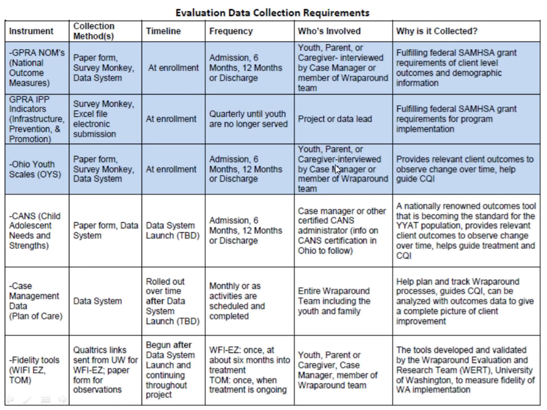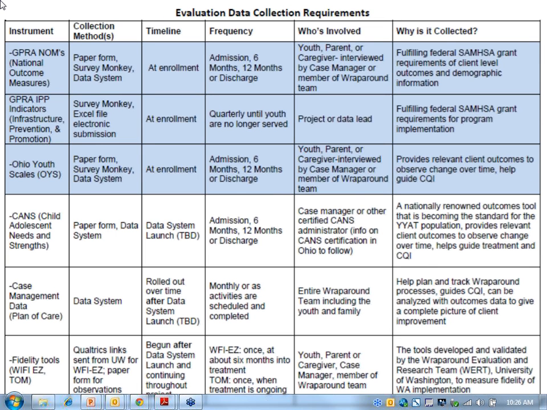So here's a handout I made that basically lays out all of the data collection requirements that we're going to have throughout the process of Engage. I've highlighted right here what's going to be required of you guys at enrollment to actually receive your $1,000 per child at enrollment. Like I said, we'll have the GPRA NOMs, the GPRA IPP indicators, and then the Ohio Youth Scales, which a lot of you might already be familiar with.